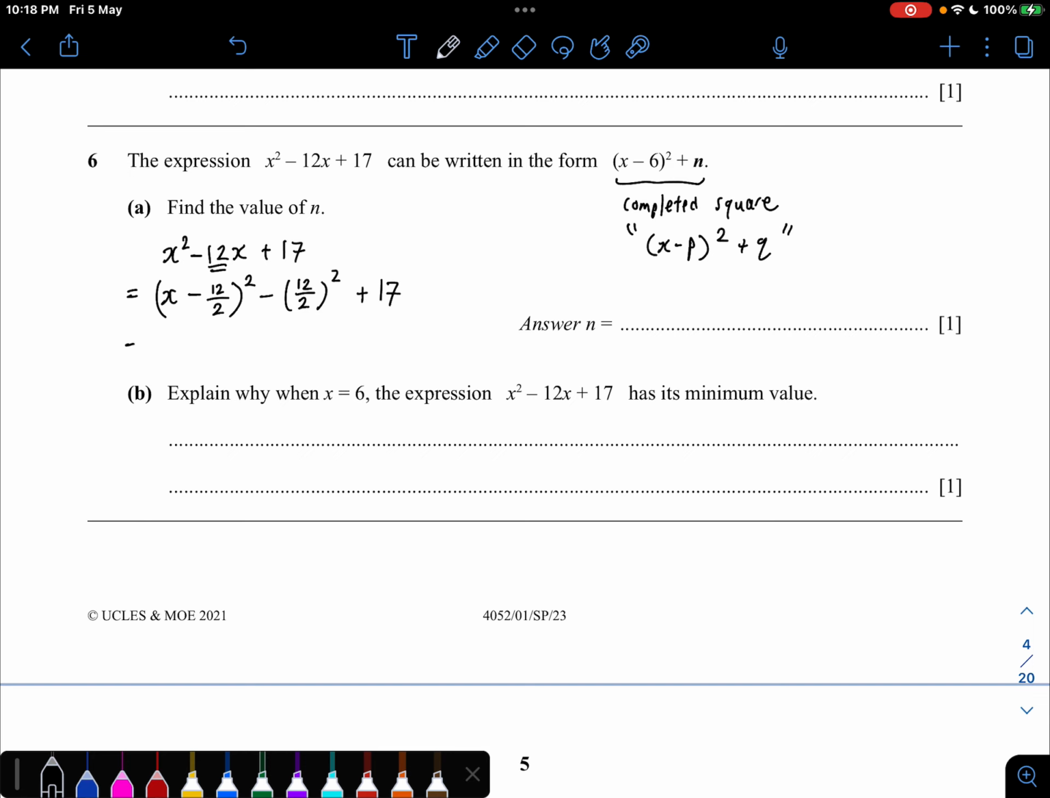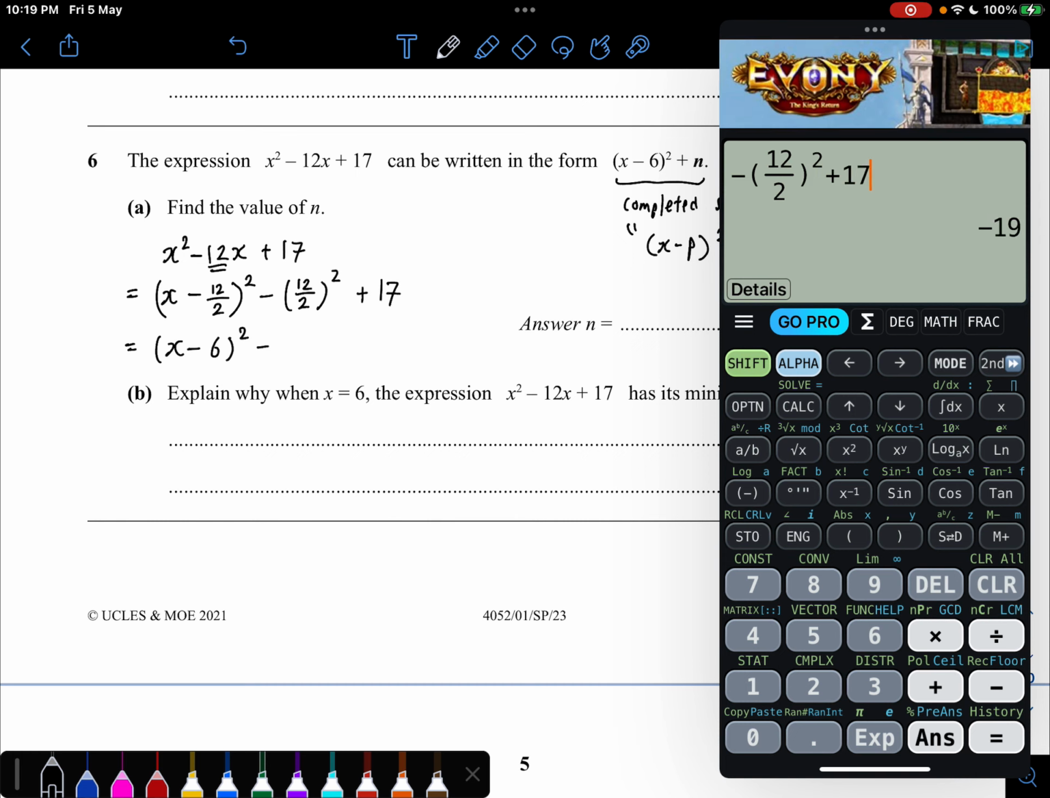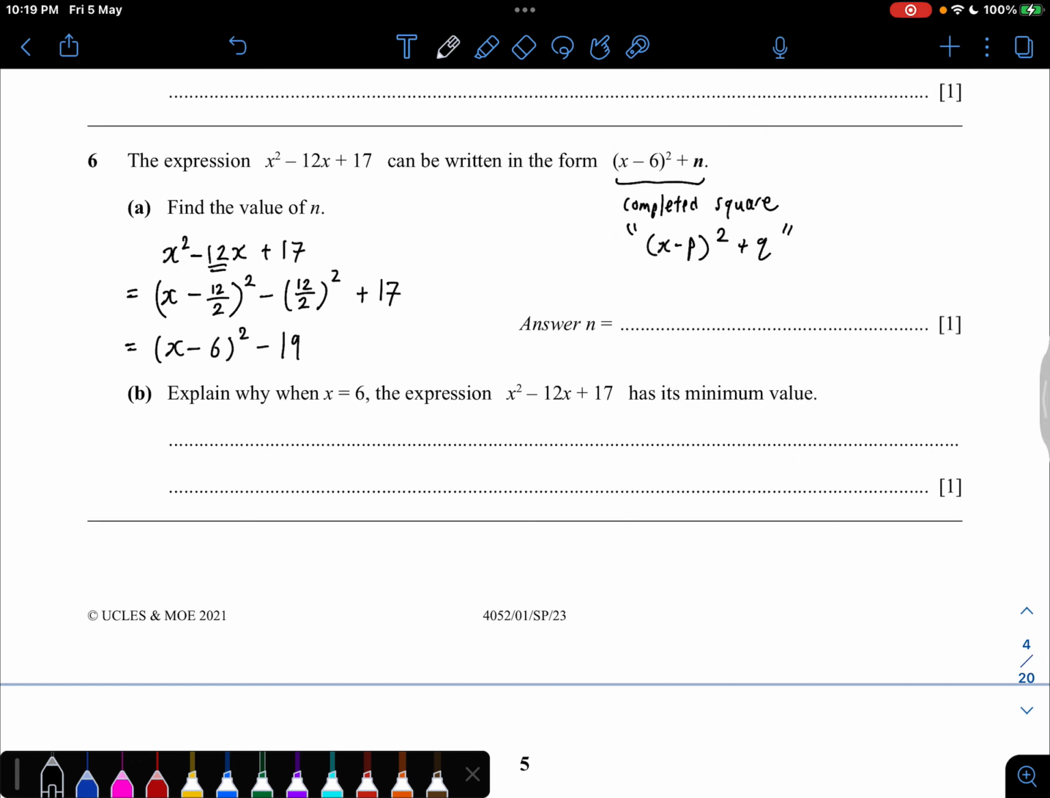Then the rest is just using a calculator to simplify. 12 over 2, that's a 6. If you cannot calculate it, don't worry, you have a calculator. 12 divided by 2, that's a 6. And for the minus part, you don't need to worry about the calculation, just use the calculator to help you. Negative, bracket, fraction, 12 over 2, close the bracket, power 2, plus 17. Negative 19.